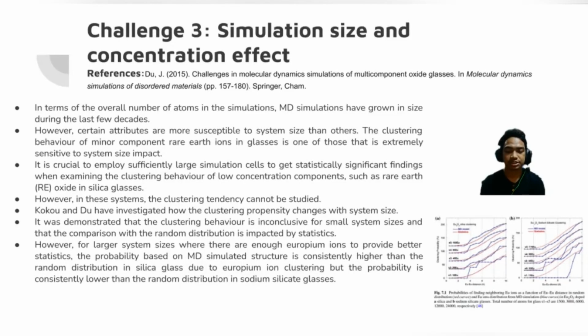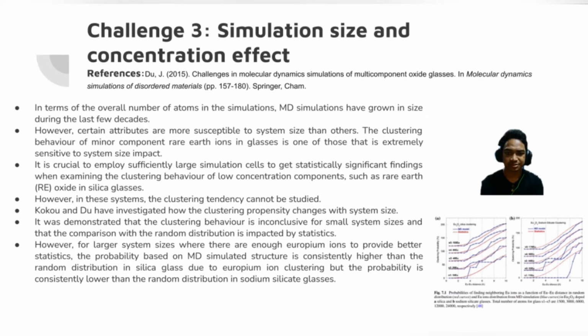The third challenge is the simulation size and concentration effect. Molecular dynamic simulations have grown in size during the last few decades. However, there are still certain attributes that are susceptible to system size, and this includes the clustering behavior of the minor component, the rare earth ions. They are still extremely sensitive to the system size impact, and it's important to supply large simulation cells to get statistically significant findings when examining the clustering behavior of a low concentration component.